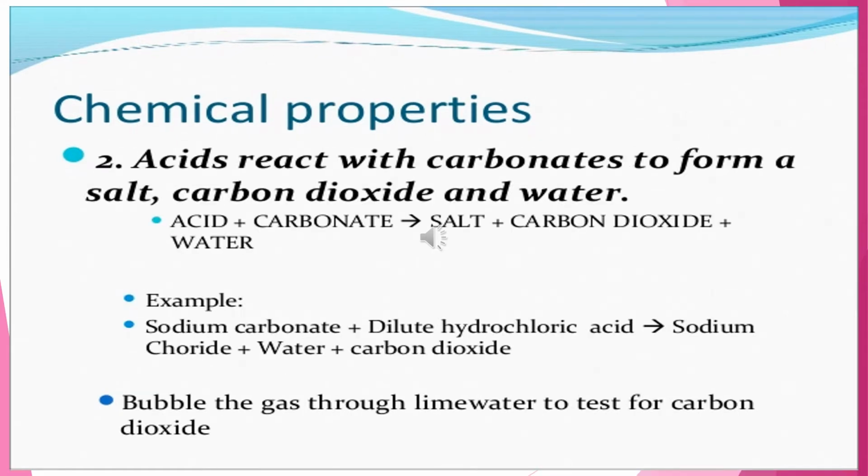The next chemical property: acids react with carbonates to form a salt, carbon dioxide and water. So acid plus carbonate gives salt plus carbon dioxide plus water. For example, sodium carbonate plus dilute hydrochloric acid produces sodium chloride plus water plus CO2. Bubble the gas through lime water to test for carbon dioxide.